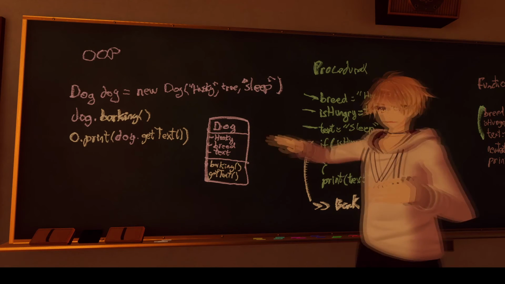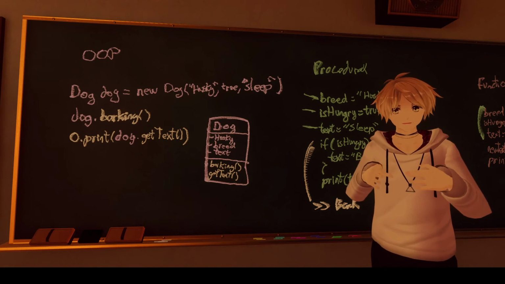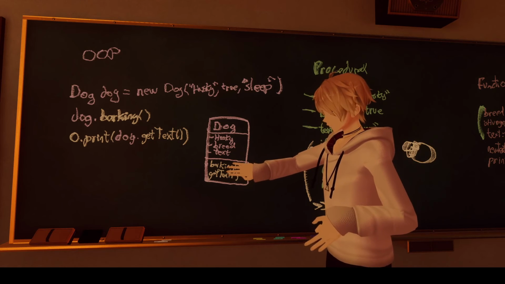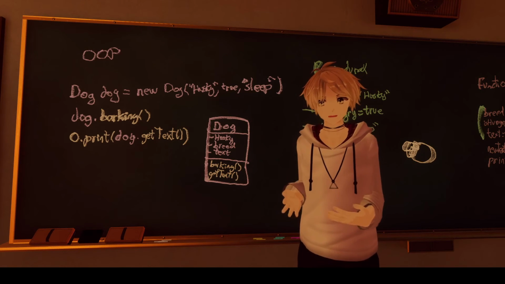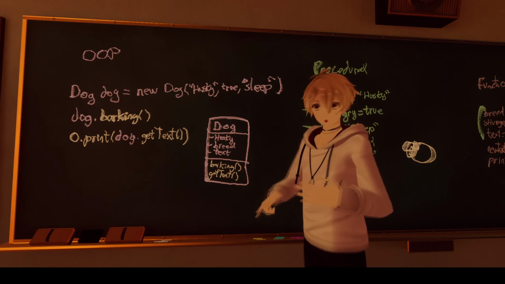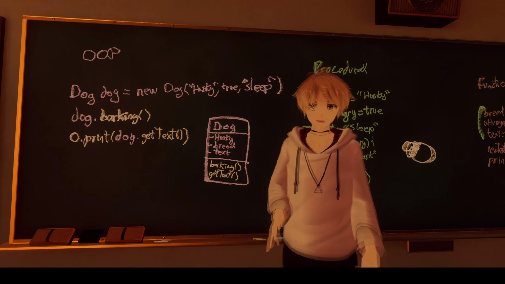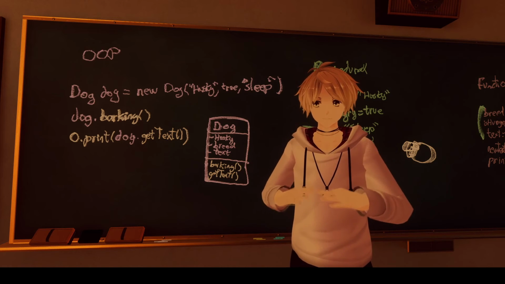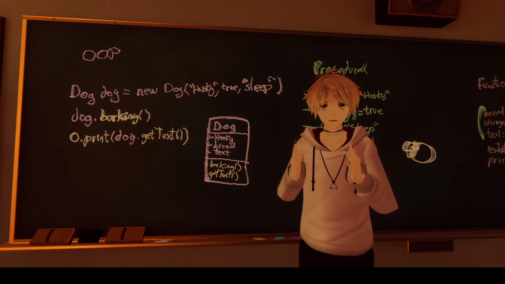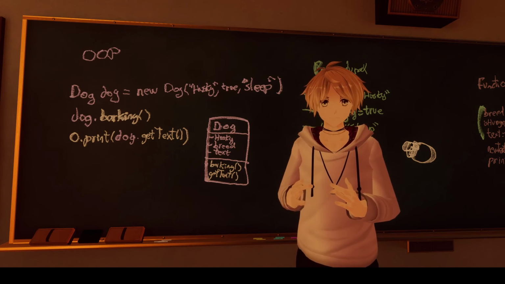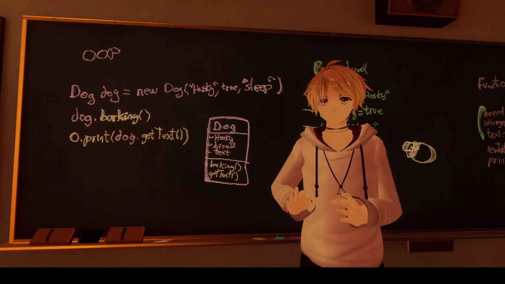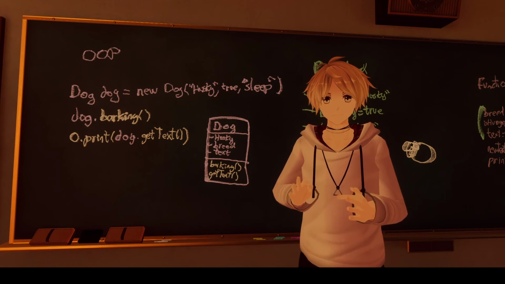So that data is gonna be here. And then also the behavior that is related to dog, which is barking, we're gonna put it inside this container, the barking behavior, and also another behavior to return the text. So that's the main gist of it. In object-oriented programming, you will encapsulate the data and the behavior of stuff that's related into objects, and that's an object. That's a very important point.